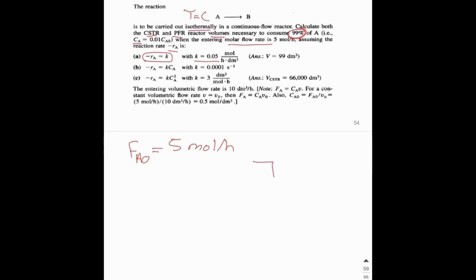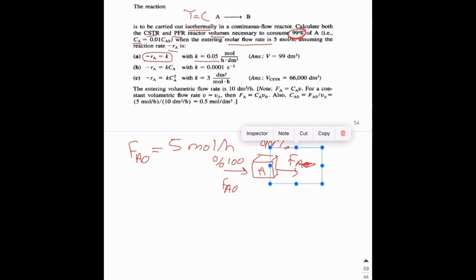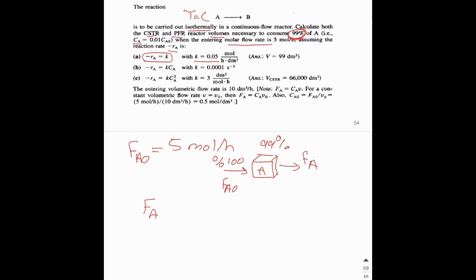So if we have a reactor, A, the input would be 100%, FA naught. Then they said in the question that 99% of A will be consumed. FA will be equal to FA naught times 1 minus 0.99. So we converted this 99 to 0.99, and this 100 to 1, by dividing by 100%.